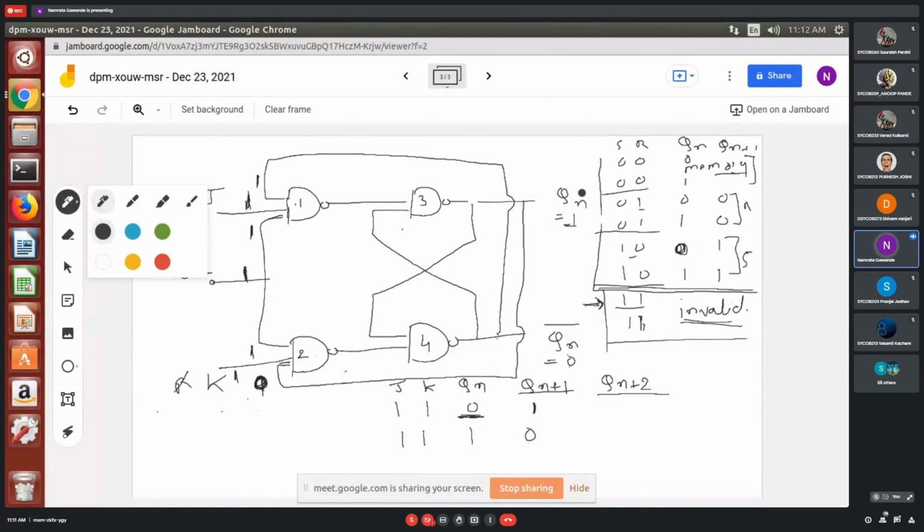So if this is 1 and this is 0, in that case what will happen? Over here it will be 1 and this is 0, so this will be 0. In that case what will you get? 1. And in that case, 0.